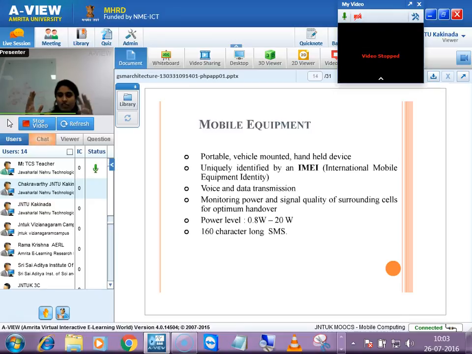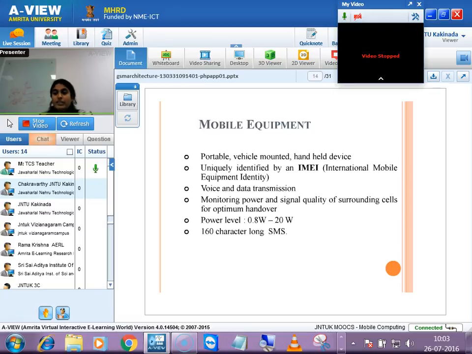So the signal strength of base station A will fall down and the signal strength of base station B will be high. So it will take decisions based on that. It will be reporting every time what the signal strength of the surrounding cells is, like the mobile will be reporting the signal strength to base stations. I am receiving high signal from this base station, and less signal from that base station.